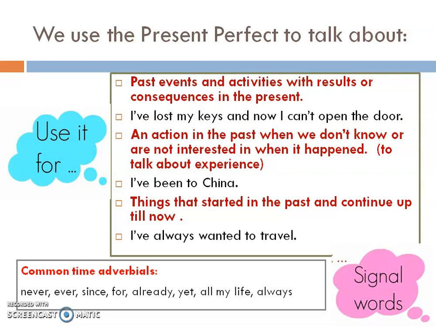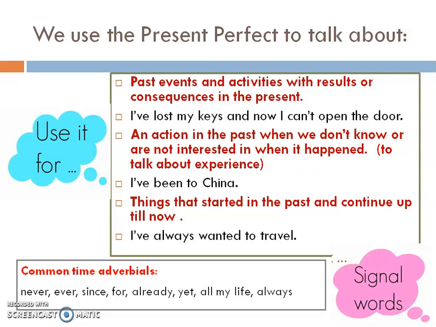Third use of present perfect tense is for things that started in the past and continue up till now. For example, I've always wanted to travel, so I have wanted in the past and I still want to travel.